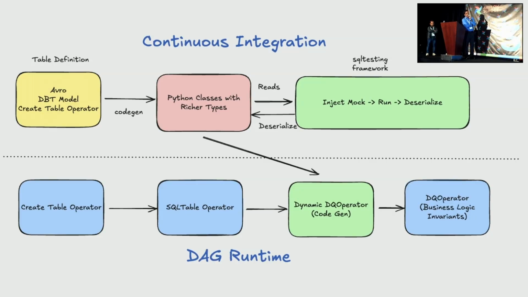At the bottom, you have this DAG runtime. This is a typical workflow where you create the table and then we load the data using some kind of SQL table operator. And then we have the data quality operator, which is running on the actual data. Now, using these Python classes, we can also auto-generate some of these dynamic data quality checks.